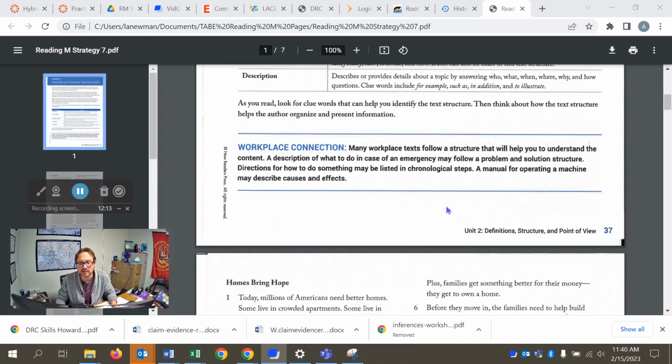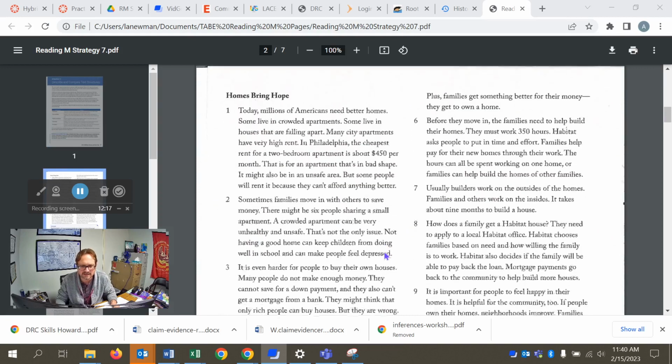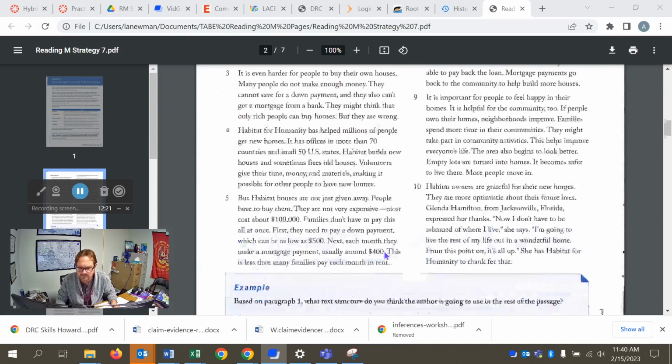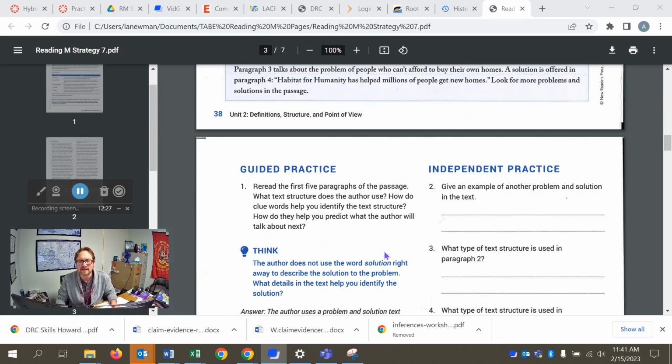Okay, at this point, you're going to pause the video here in just a second and read this passage. It's an informational passage, not literary. It's about Habitat for Humanity and what they do for housing in our society. So you're going to read through that, and then you'll come back with me and don't restart the video. Press play on the video, and we'll go over the work that goes with all of these passages.